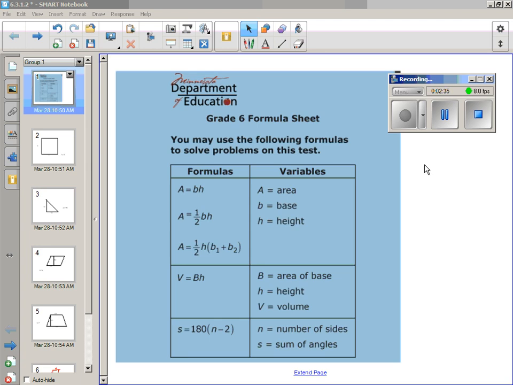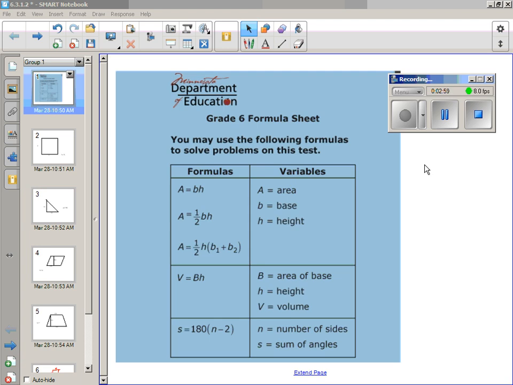Anybody know what this formula is? Area is 1/2 of the base times height. Anybody know what that one is? Yeah. Area for a triangle. That's right. This is area for a triangle because we know triangles are half the size of parallelograms. Okay? And some of you may have memorized it as base times height divided by 2.